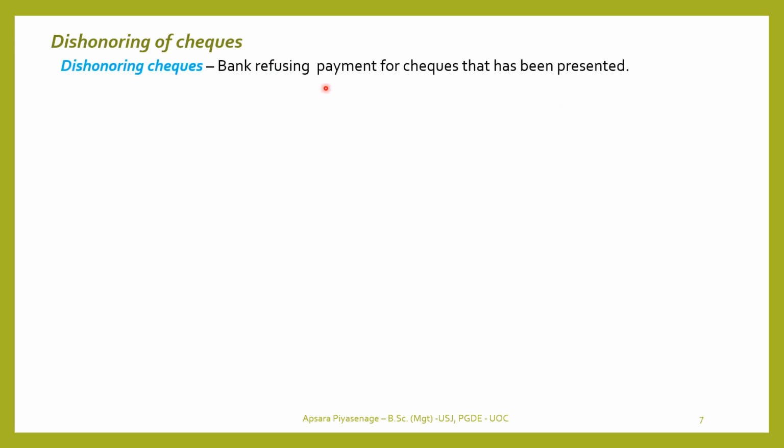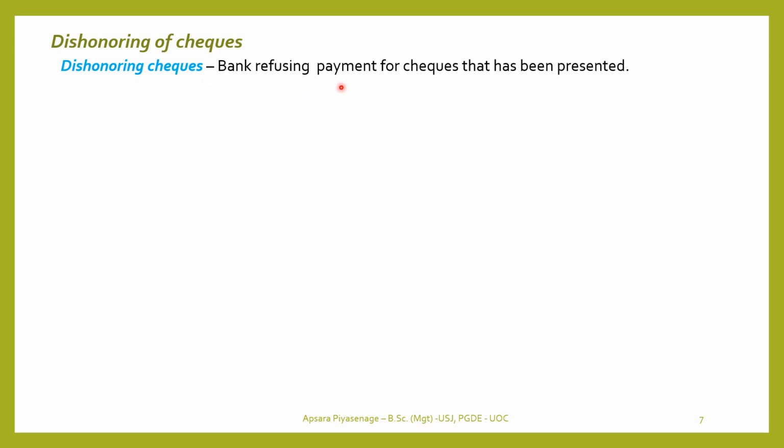The next one is dishonoring of checks. So what do you mean by dishonoring of checks? Dishonoring of checks means there are some instances where the bank refuses to pay for the checks. Or the bank refusing payment for checks that have been presented means dishonoring of checks. This can be due to different reasons.